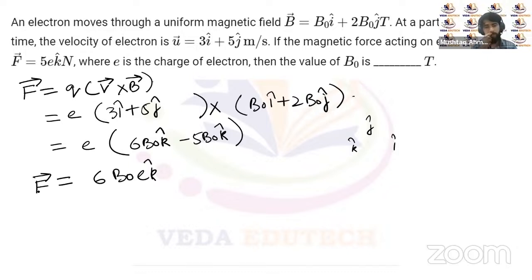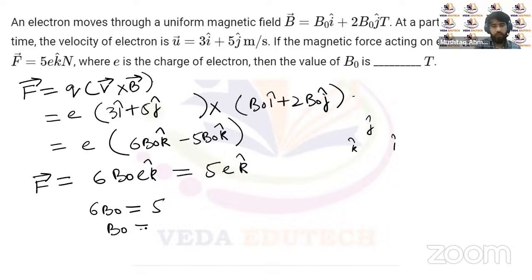Now the question is that we have to find the value of this B naught. It's given that this force is equal to 5 times E K cap. So it means that 6 B naught has to be equal to 5, which means the value of B naught has to be equal to 5 upon 6. So 5 upon 6 Tesla will be the value of B naught. This is how we can calculate the value of B naught from the given condition.